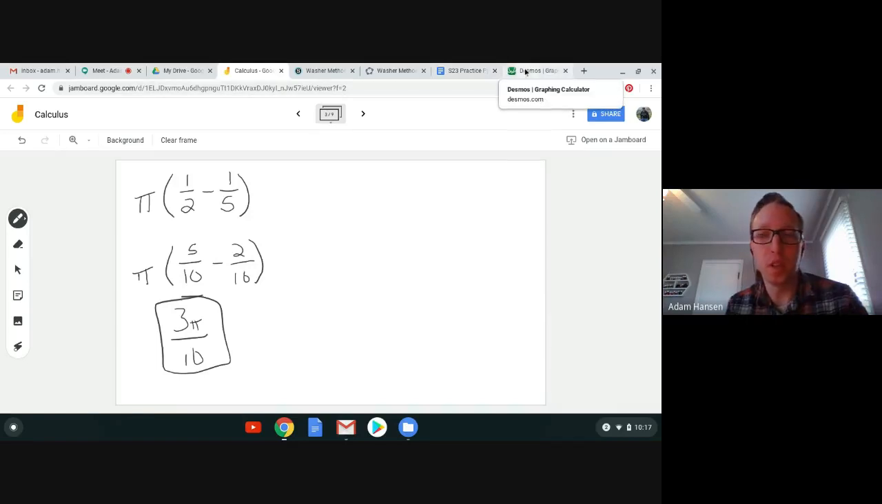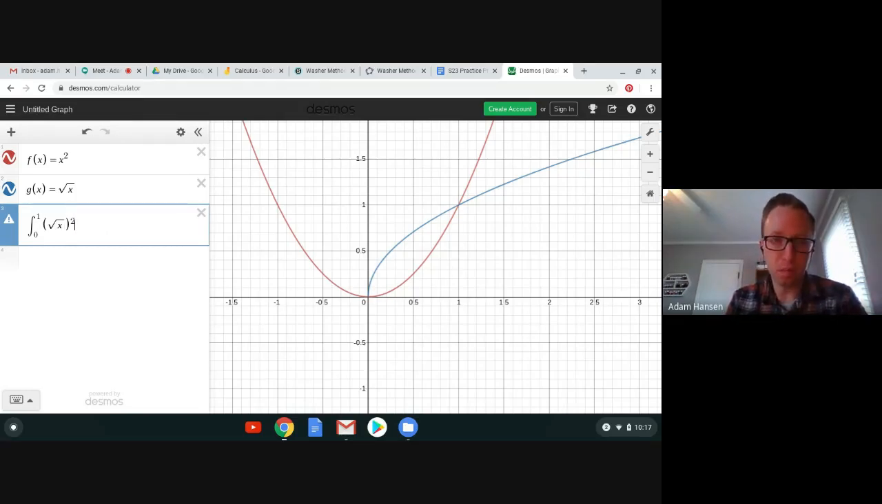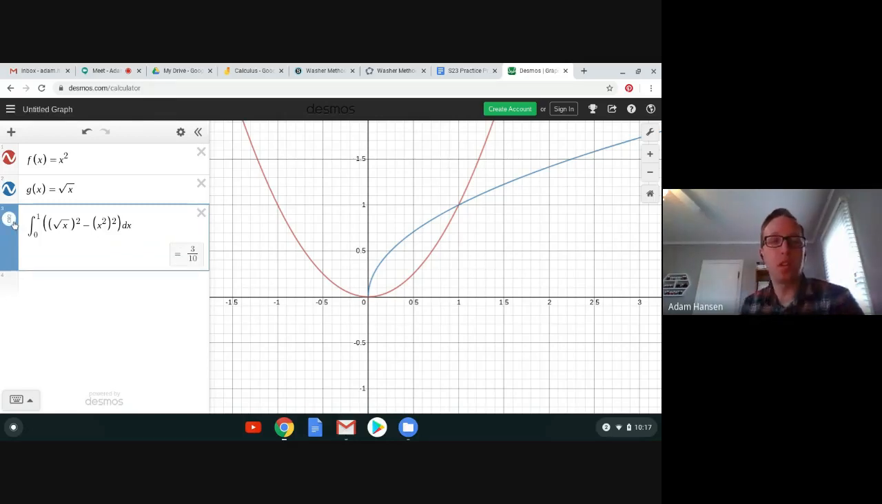Of course, we can check this on Desmos. The integral from 0 to 1 of the square root of x squared minus x squared, squared. Almost forgot to enclose this. dx. 0.3 or 3/10 for a total volume of 3 pi over 10.